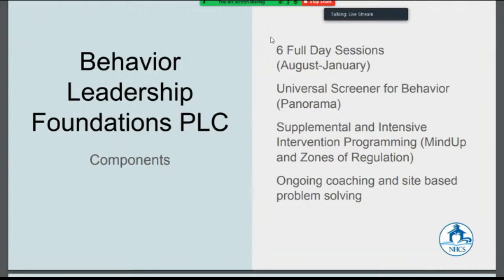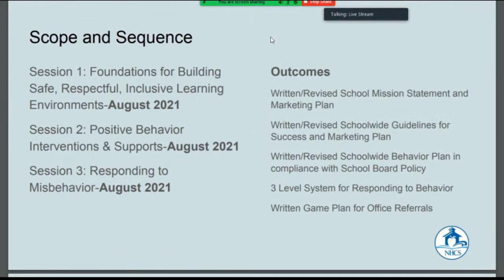I have to say this is one of the most important pieces of this process, the ongoing coaching and the site-based problem solving. Problem solving at a district level does not support the nuance of students and the skills of staff in school buildings. It has to be site-based and school-based problem solving.